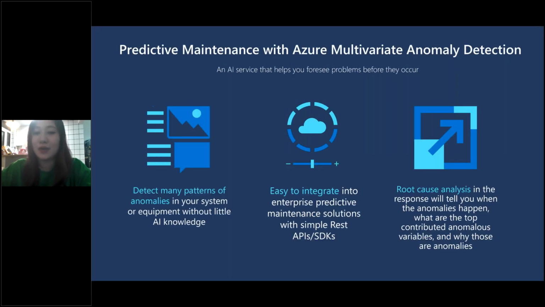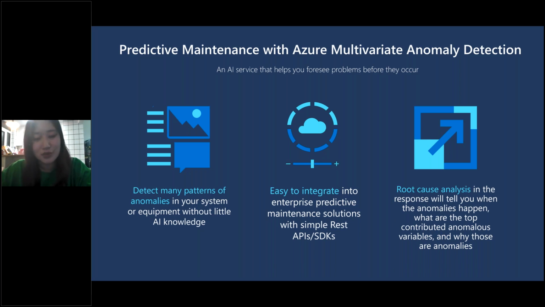And that's why we are providing these multivariate anomaly detection capabilities. First, we can detect different patterns of anomalies in the system, and we can detect spikes, dips, correlation changes, and others.